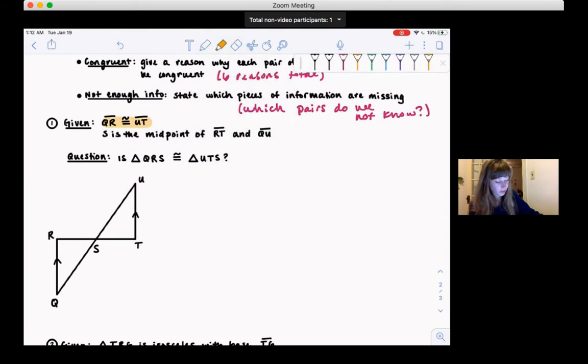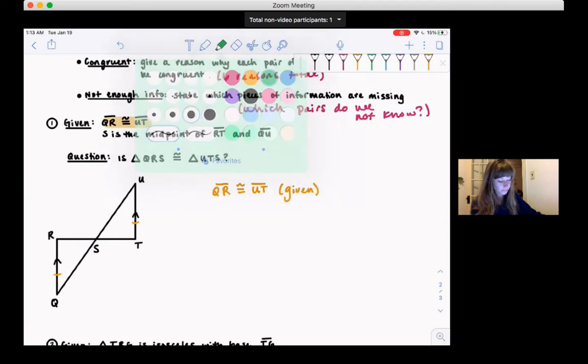We're first given that QR is congruent to UT. If I was marking that on the figure, I would put a tick mark there. And I can write this down. My reason for that was just given. We were just told that. You always trust what the given says.